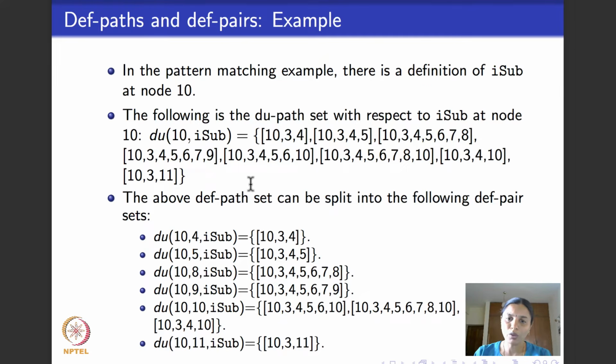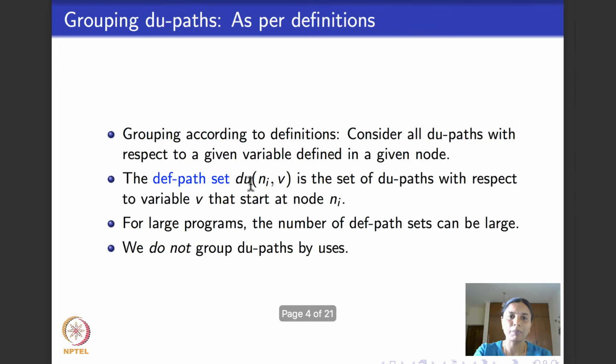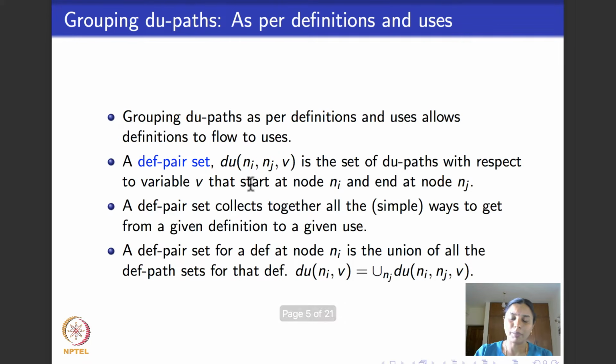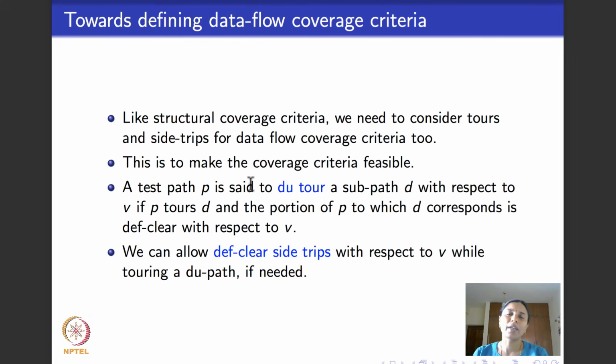So if I take the union of all these things which begin at 10 and end at various vertices, I get this set, right? So this is how I define def path set and def pair set for a variable at a particular node in the control flow graph. Now we are ready to define data flow coverage criteria.